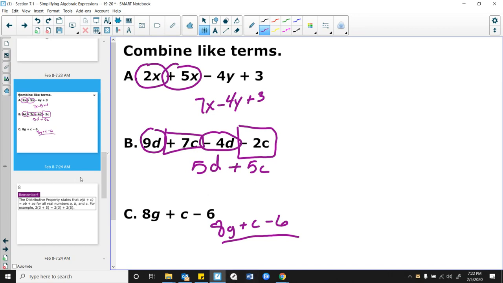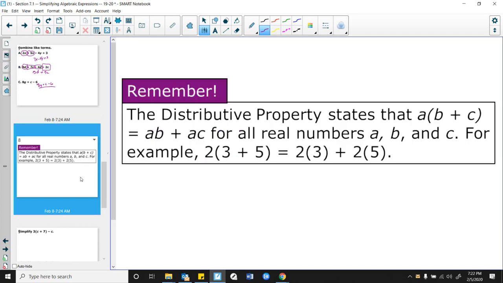The last thing we want to talk about here is the distributive property, okay? And we've talked about this already. So if I have 2 and then I have x minus 4, okay, and I was to distribute the 2 to both of these, okay? This is a bad example. I don't like that example. Let's change that.